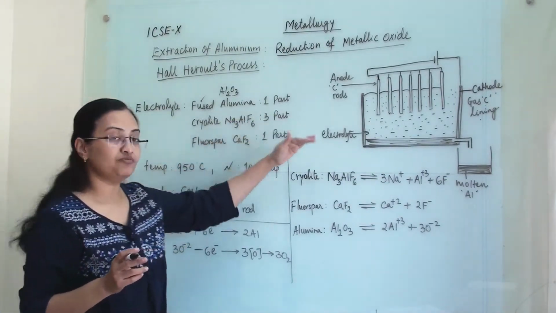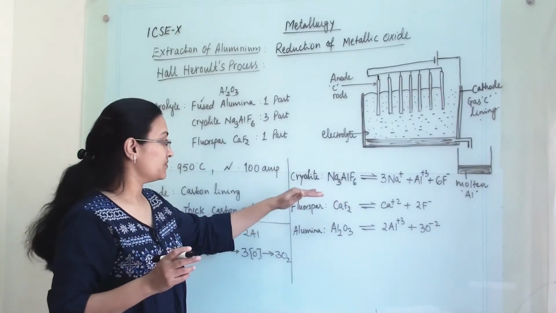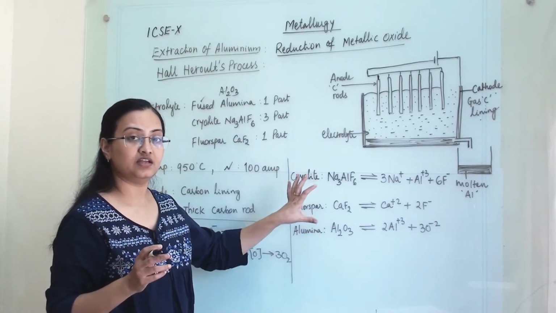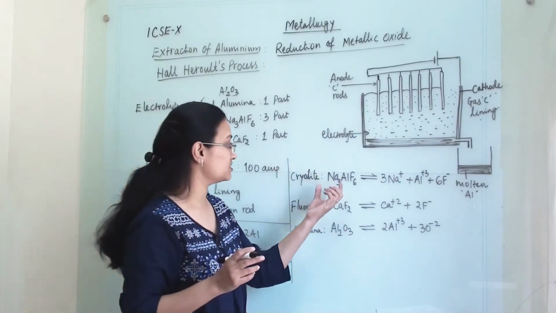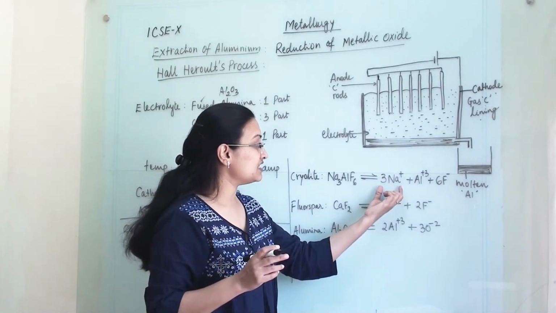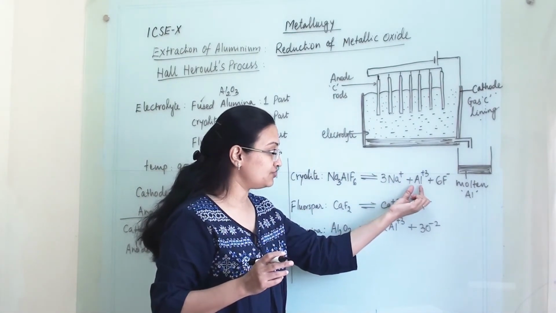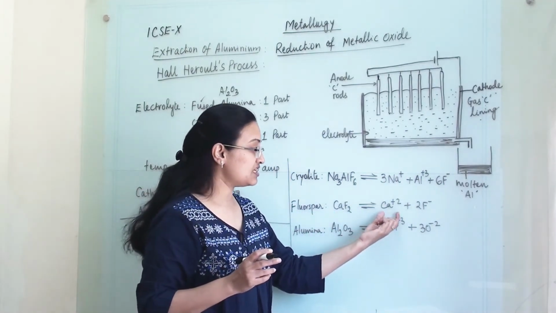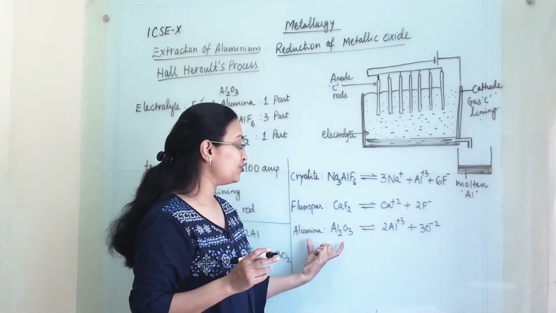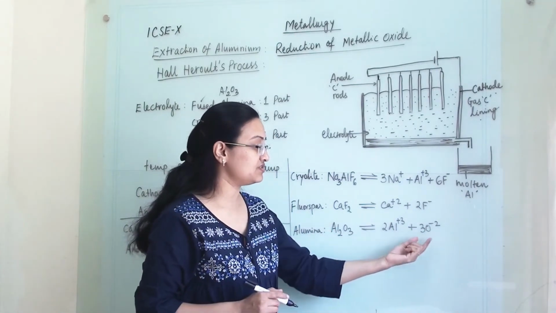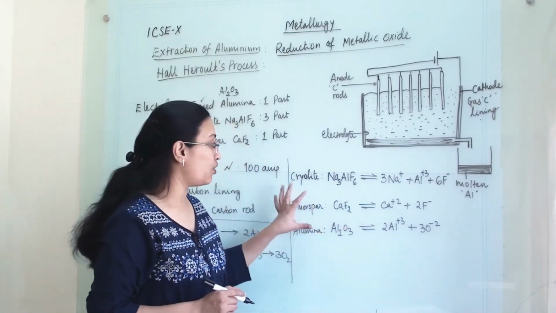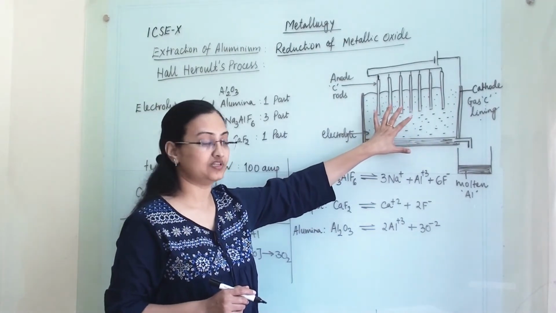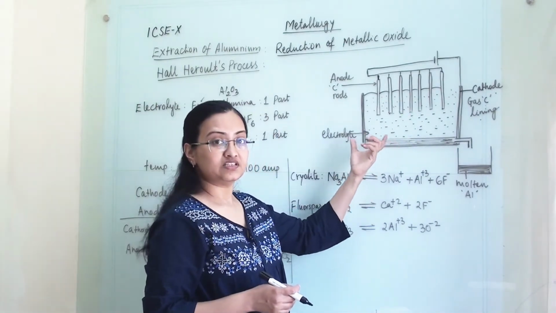So here first we will discuss how this cell will work. So cryolite, fluorspar and alumina, when these 3 are there in the electrolytic solution, how will they dissociate? Cryolite will dissociate into 3Na+, Al3+ and 6F-. Then fluorspar will dissociate into Ca2+ and 2F-, and alumina will dissociate into 2Al3+ and 3O2-. So all those ions will separate out, and all those ions will be there in our electrolytic medium.